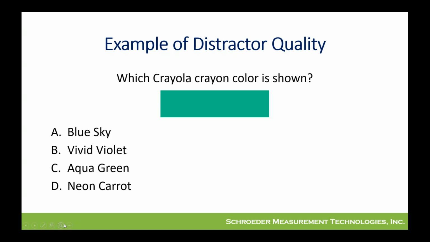This example illustrates the importance of considering the strength of the distractors for an item. It makes a huge difference when determining whether borderline candidates will answer the item correctly.